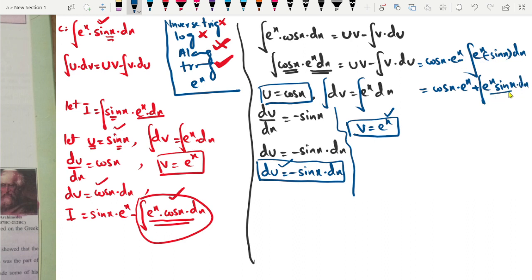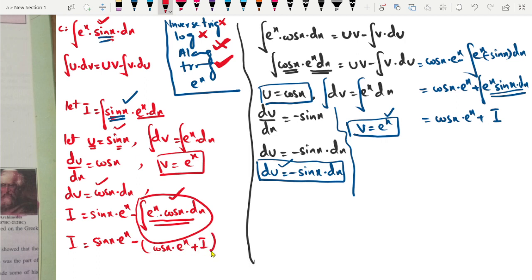So here we know that the integral of e^x sin x dx is equal to I. So this is equal to cos x e^x plus I. Now put in the values: I is equal to sin x e^x minus the bracket of cos x e^x plus I.